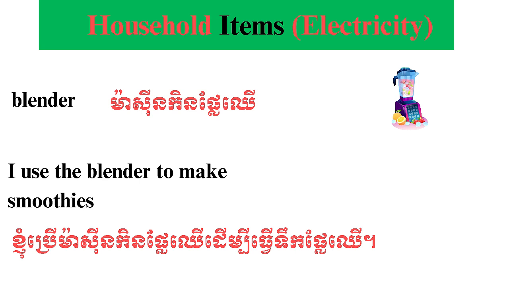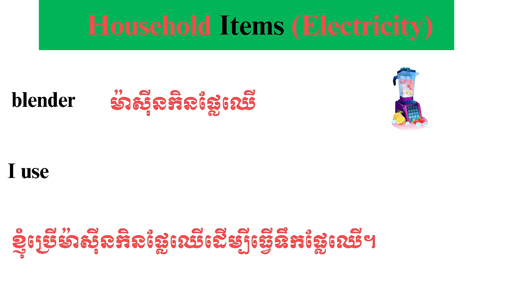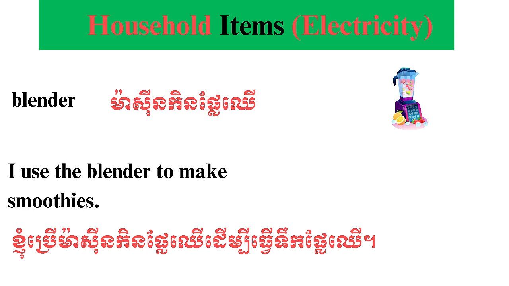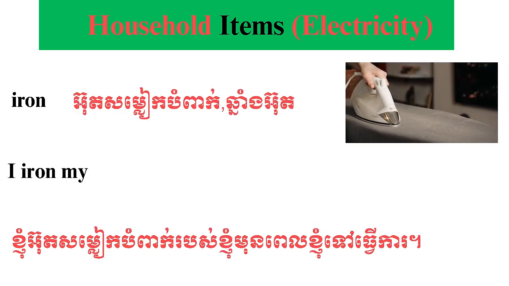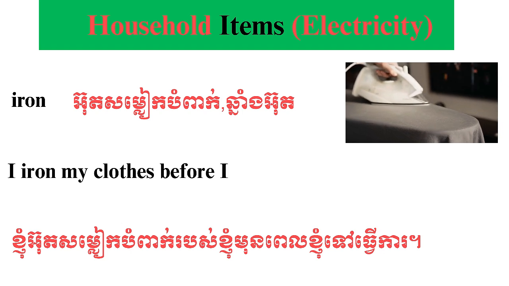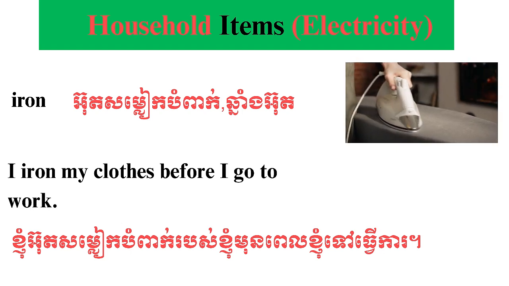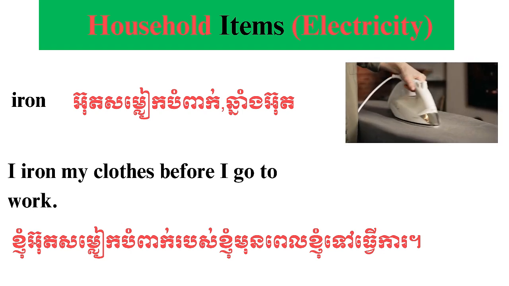Blender example: I use the blender to make smoothies. Iron example: I iron my clothes before I go to work.